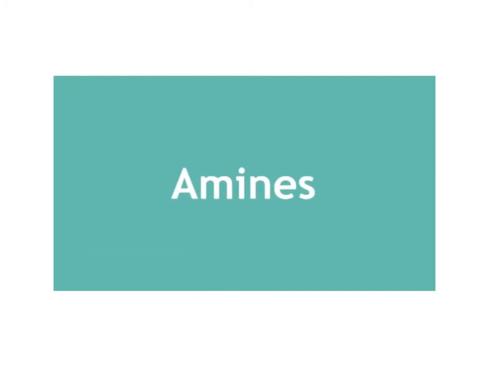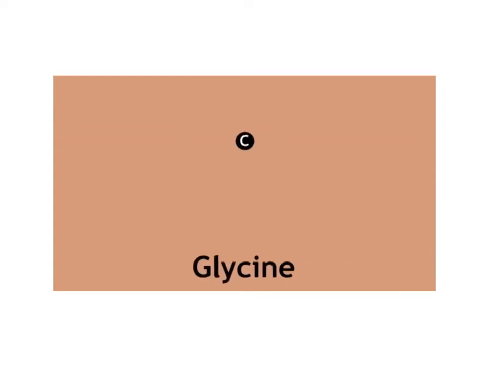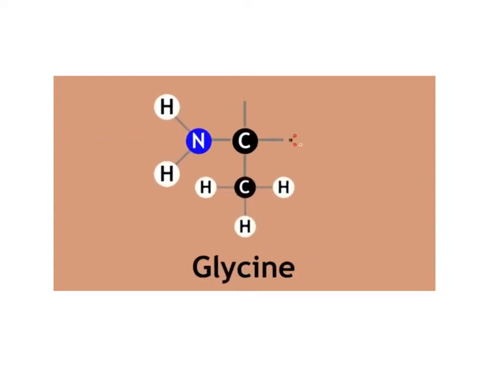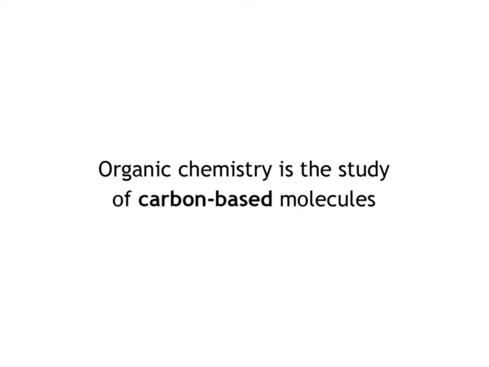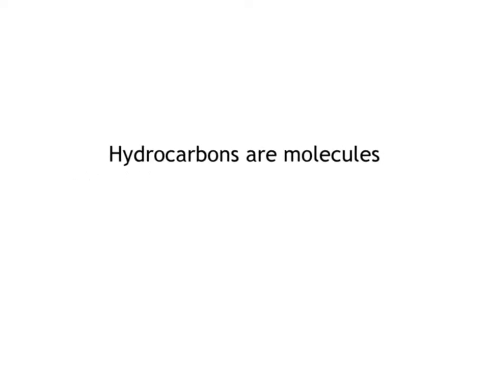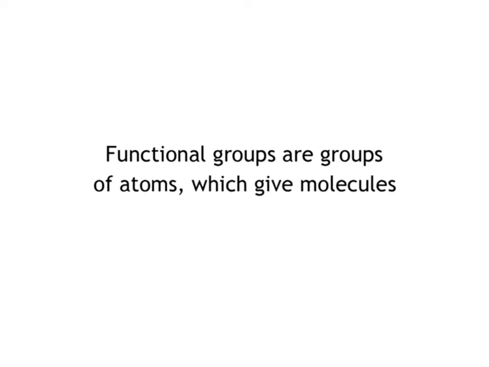There are lots more functional groups. Esters, which give molecules a sweet smell and make them useful for perfumes and flavourings. Ketones, which make molecules useful as solvents. Amines, which can be used as dyes and useful in making medicines. Some molecules have more than one functional group and give molecules different properties still. Now, by the end of this video, you should know that organic chemistry is the study of carbon-based molecules, and that hydrocarbons are molecules containing hydrogen and carbon only. You should also know that functional groups are groups of atoms which give molecules similar properties.